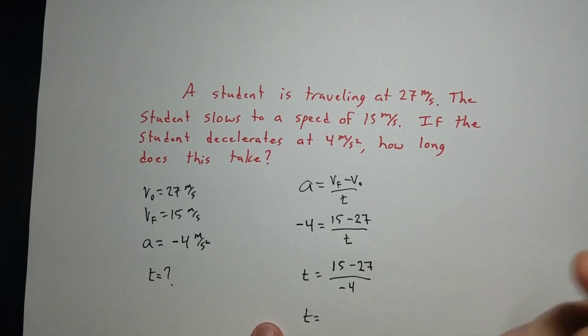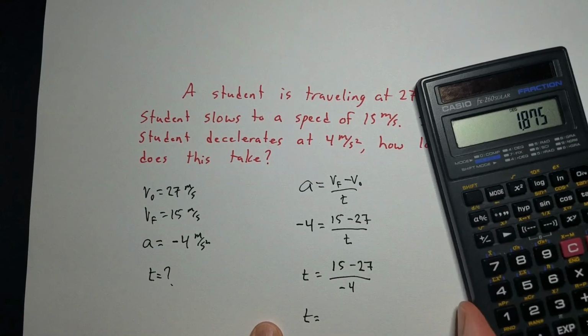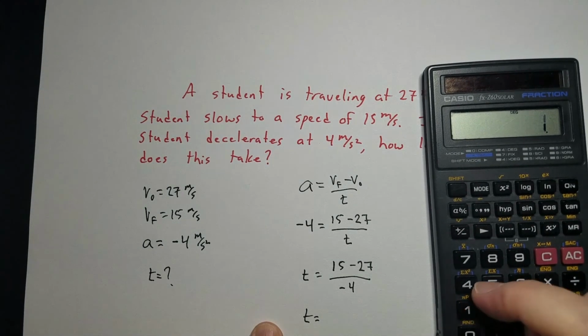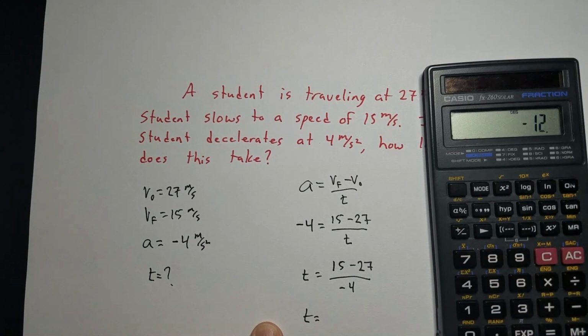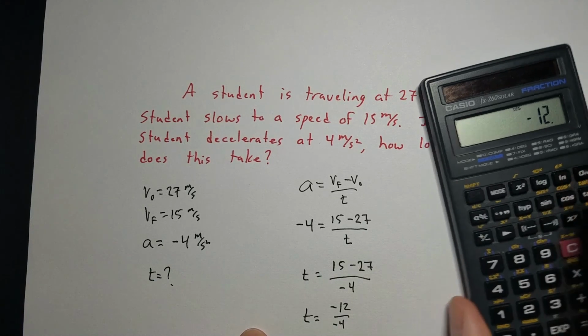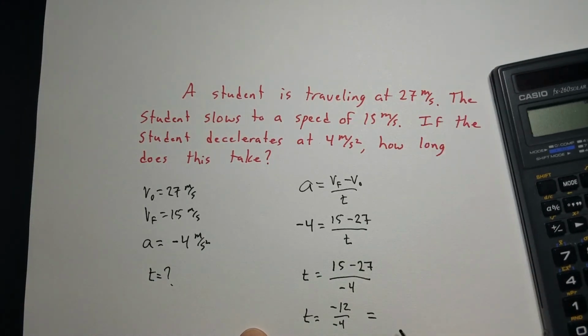So let's go ahead and do the math. So we'll bring this in again. So 15 minus 27, negative 12. So we get negative 12 over a negative 4. So that means our time is going to be 3 seconds.